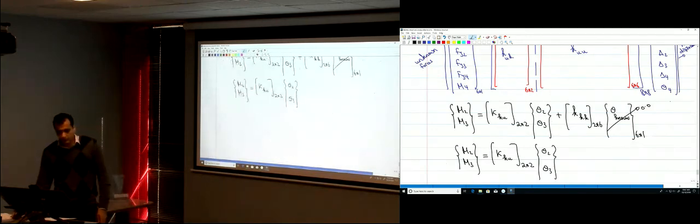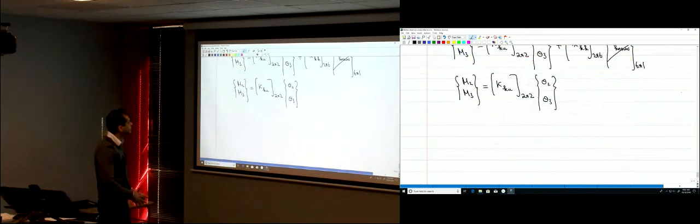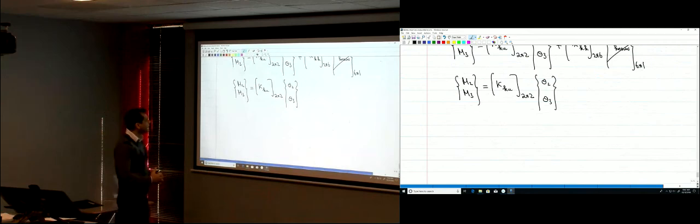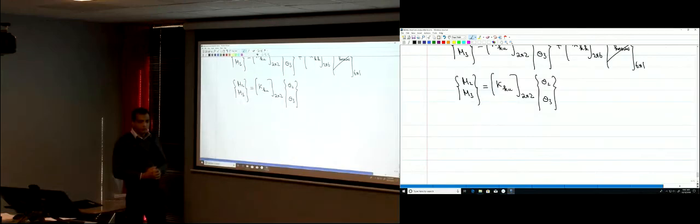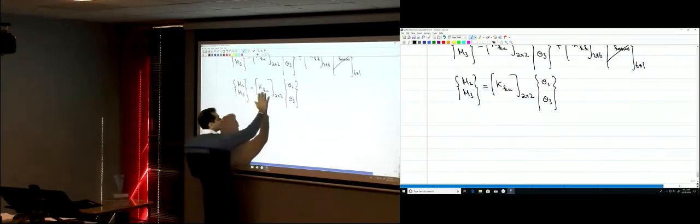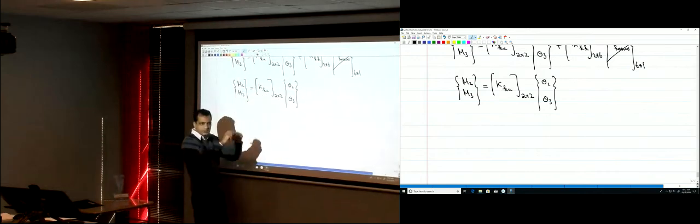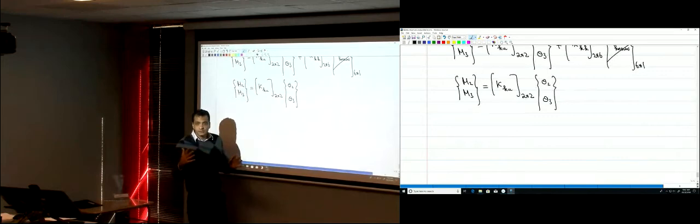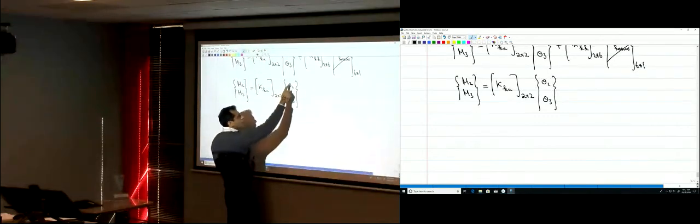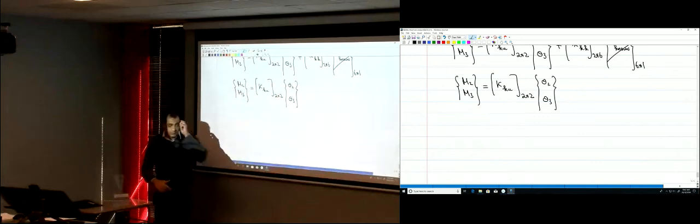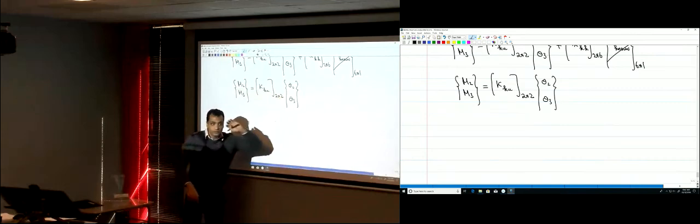Okay? What does this equation tell you? You have a matrix, M2, M3, the load vector, that you know those values, right? Those are the known forces. You know this Ku, the first 2 by 2 matrix, which you have the numbers. You build this matrix, right? We learned how to build this, right? It equals this multiplied by those unknown displacements.